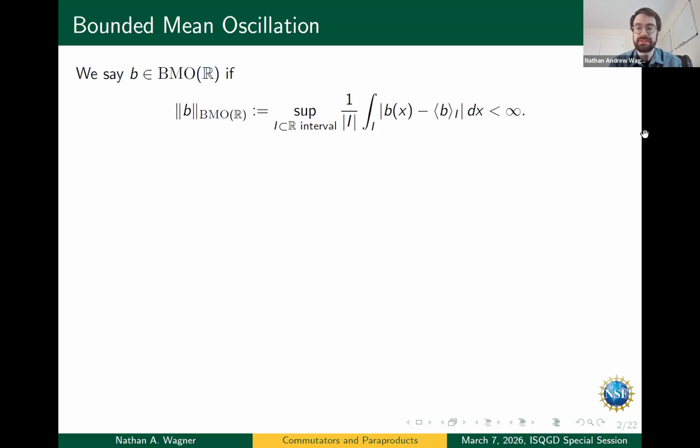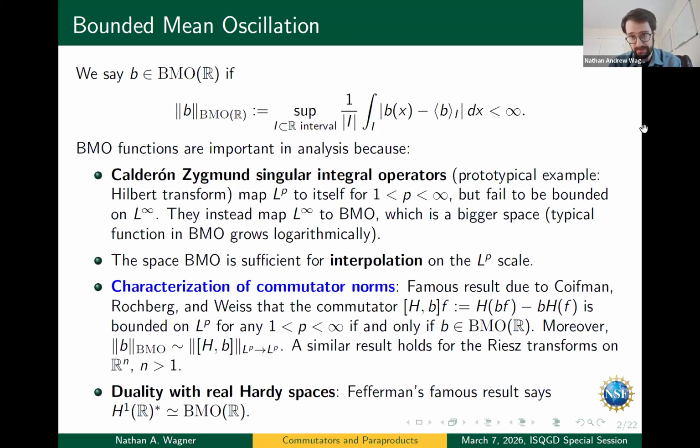And so this is a space that's very important in analysis for a variety of reasons. One is in the context of Calderon-Zygmund singular integral theory. So the prototypical example of such an operator is the Hilbert transform. These operators, by definition, are bounded on L2, but they also map L^p to itself for p in the reflexive range strictly between 1 and infinity. However, these operators fail to be bounded on L infinity. So instead, they map L infinity to BMO, which is a bigger space.